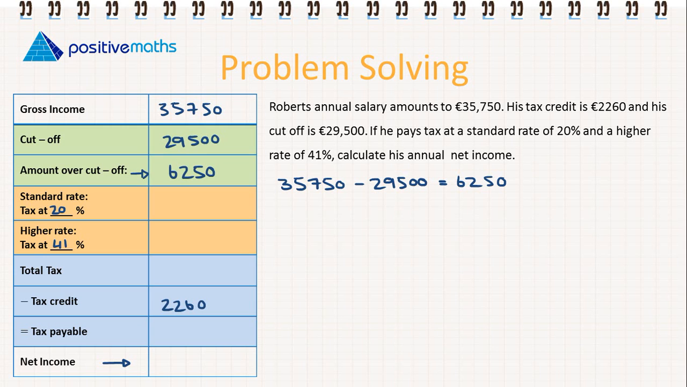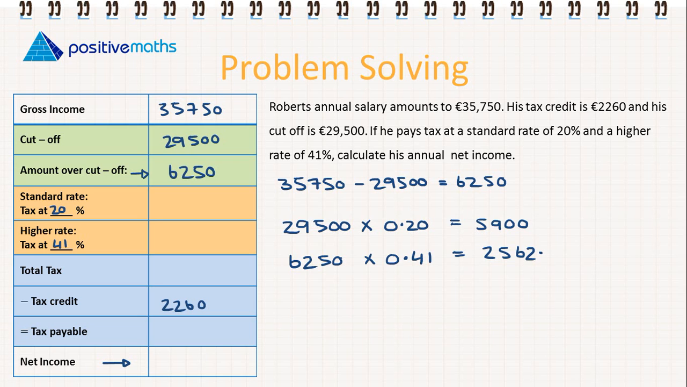Now we need to calculate the tax they will pay. So it's going to be 20% of 29,500, so we can multiply that by 0.20, and 41% of 6,250, so multiply that by 0.41. So 20% is going to be 5,900, and 41% of 6,250 is going to be 2,562.50. So we'll fill those into our table.